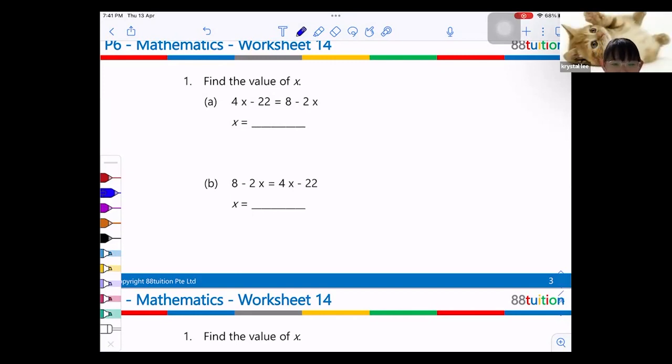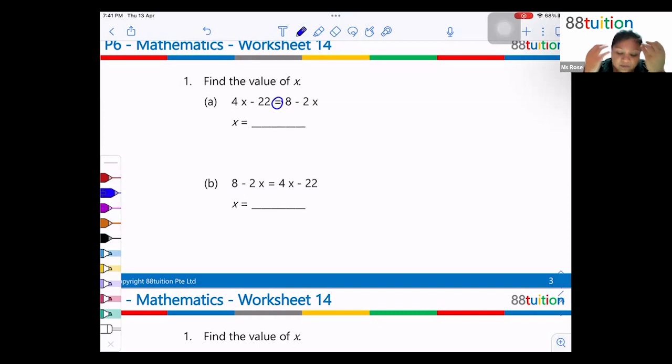Bring over the 2x. 4x minus 2x equals to 2x. Then the 22 bring over is 8 plus 22 equals to 30. So 2x equals to 30. 1x is 15. Very good. Okay, thank you so much. You follow? Now, because of this equal sign, we must make sure that the left-hand side balances with the right-hand side. Okay, so because of the equal sign, it works like a balance.